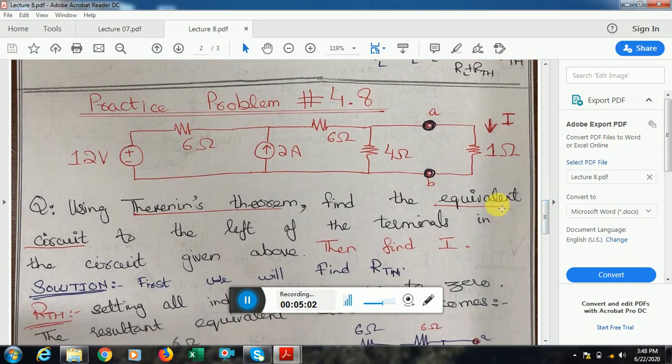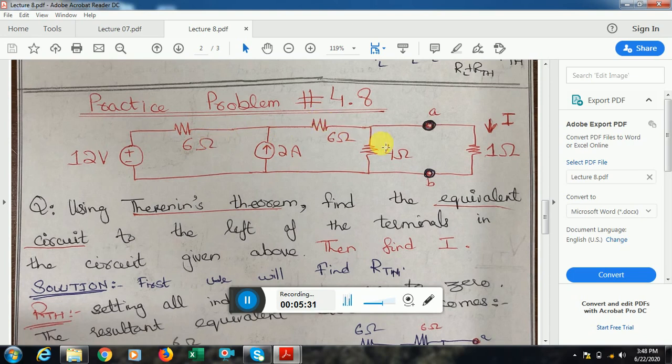So in practice problem number 4.8, I have this network and these 2 points A and B, which I have mentioned. The question is that I have to find current I, which is flowing through the 1 ohm resistance, and I have to use Thevenin's theorem. So I am limited to using only Thevenin's theorem, and I have to find the equivalent of this entire network. In this network, I have a voltage source, a current source, and 3 resistors.